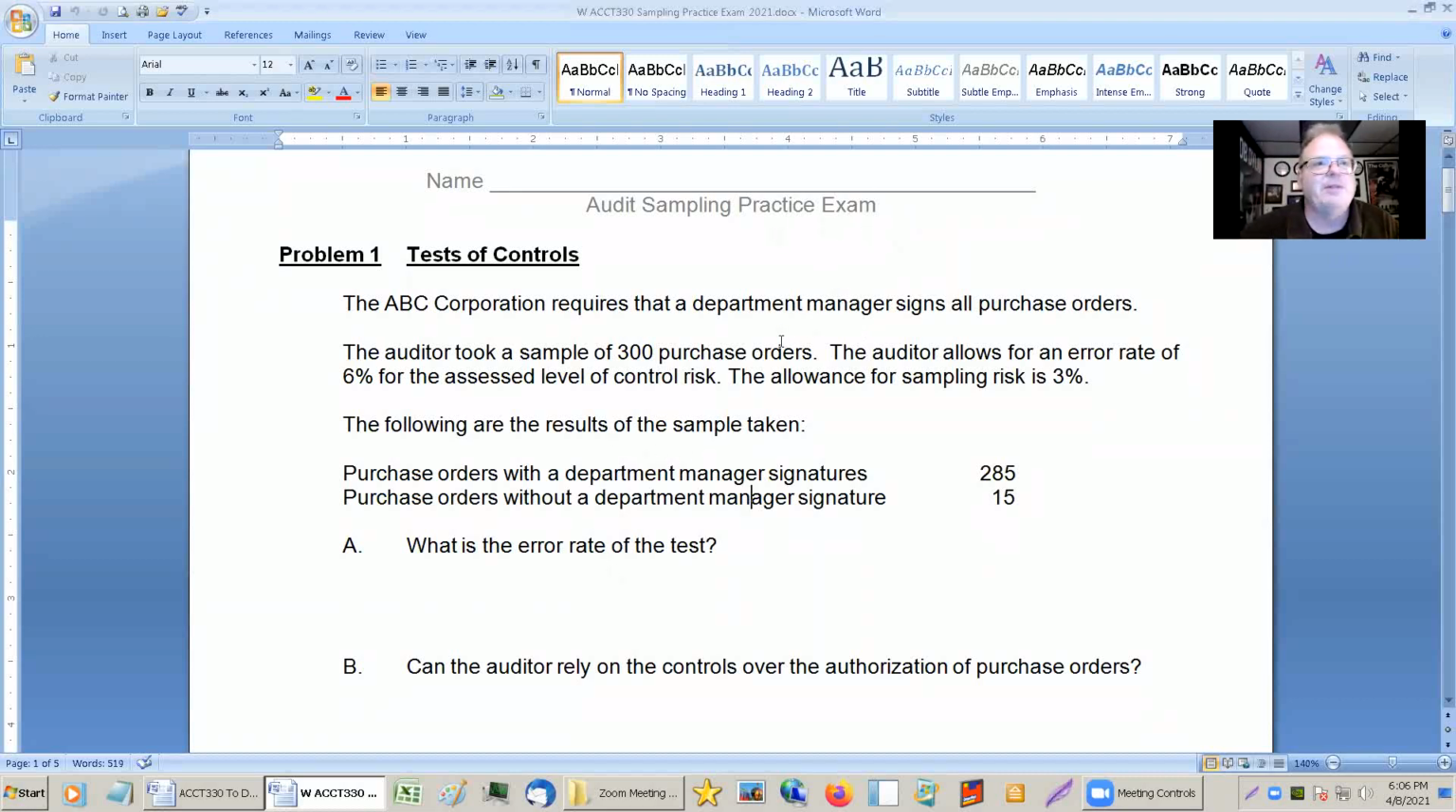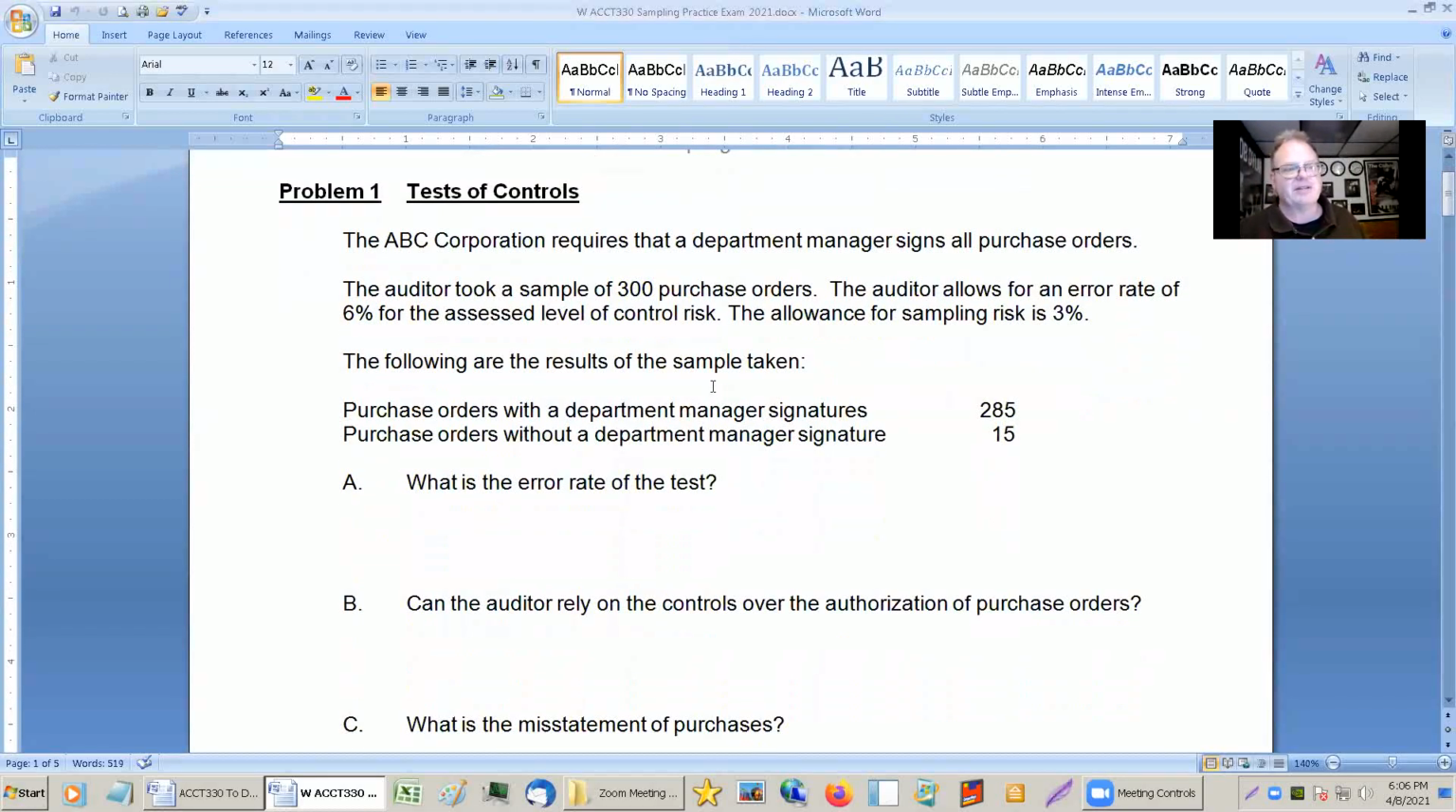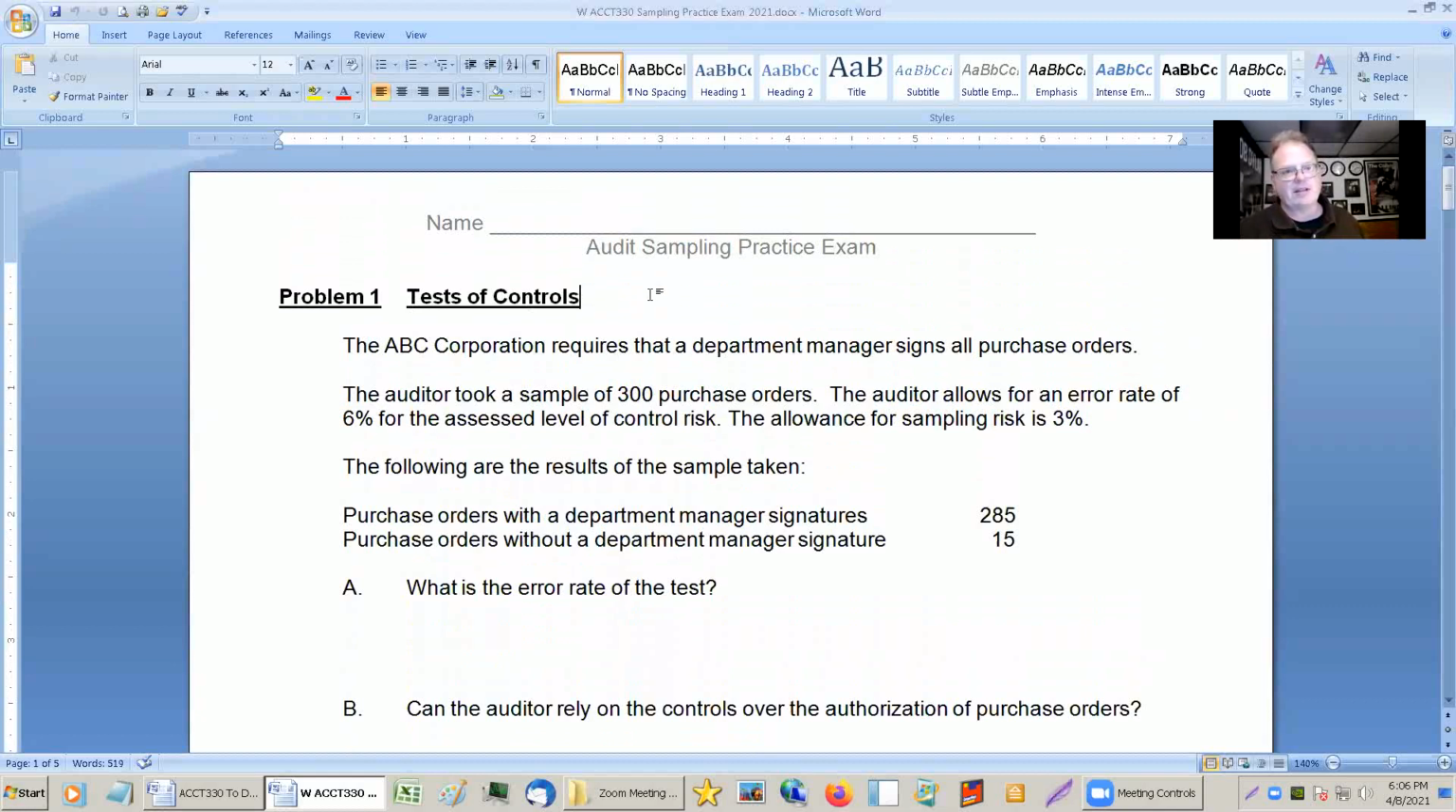Busy day, busy day. Okay, so today we're going to start with the sampling practice exam. And the first thing we're going to start out with are the tested controls.